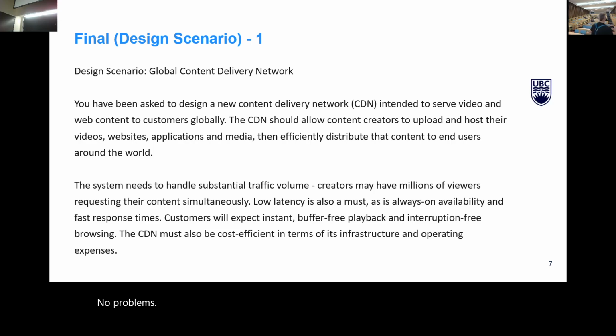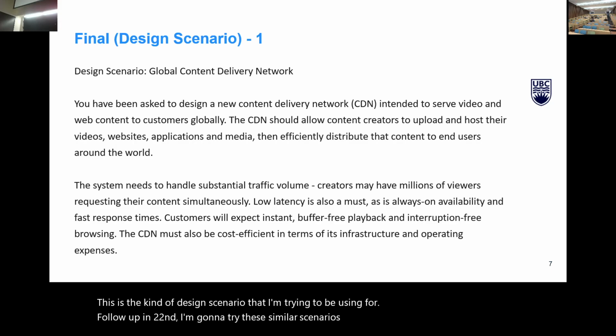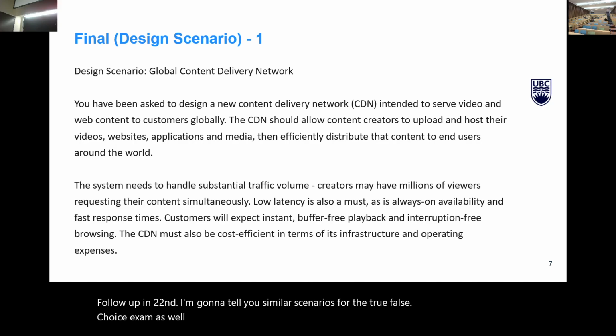Since I had a little bit of time before class, I said, why don't I put together a design scenario? This is the kind of design scenario that I'm planning on using for the final on the 22nd. I'm going to try and use similar scenarios for the true-false multiple choice exam as well. It'll probably be a little bit smaller than this one. This is actually a really good one.